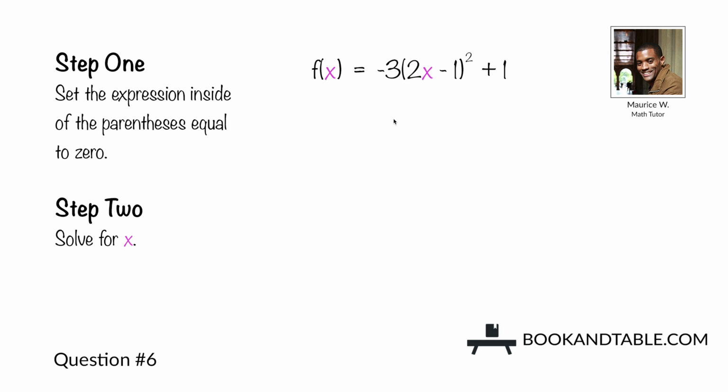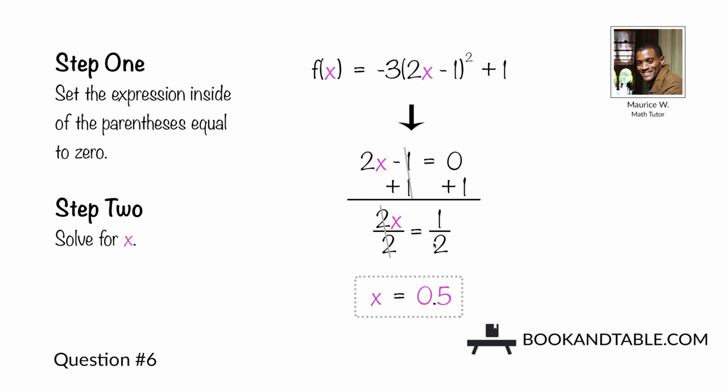Step 1, set the expression inside of the parentheses equal to 0. So we'll take 2x minus 1 and set it equal to 0. And now step 2, we want to solve for x. So we'll begin by adding 1 to both sides, showing us 2x is equal to 0 plus 1, which is 1. And now to remove this coefficient of 2, we want to divide both sides by 2. Showing us x is equal to 1/2, which is 0.5 in decimal form.